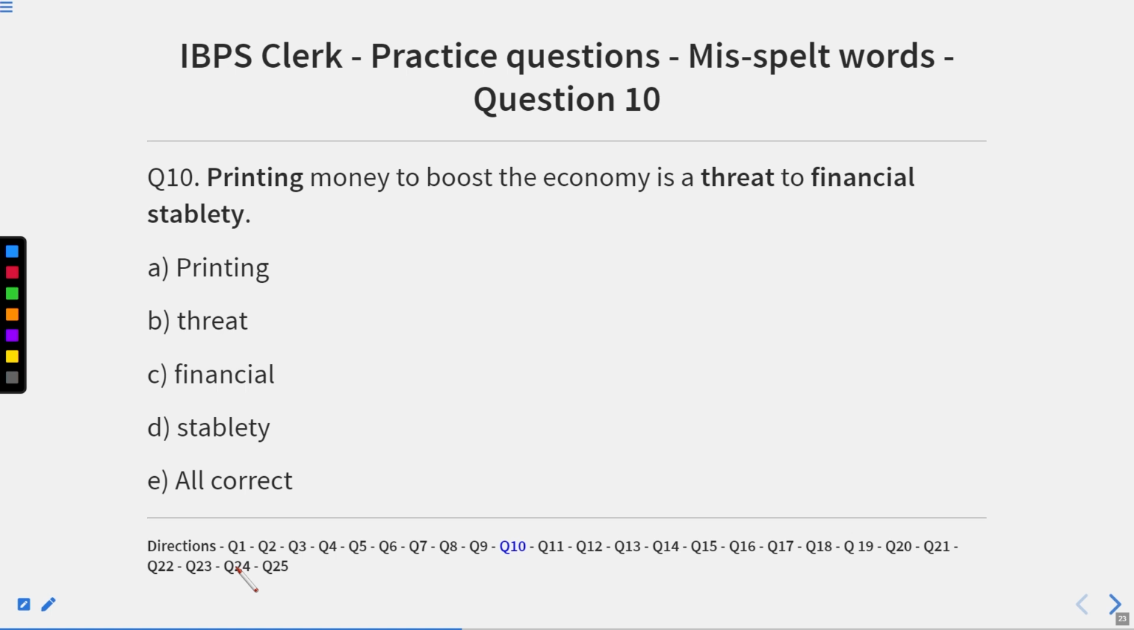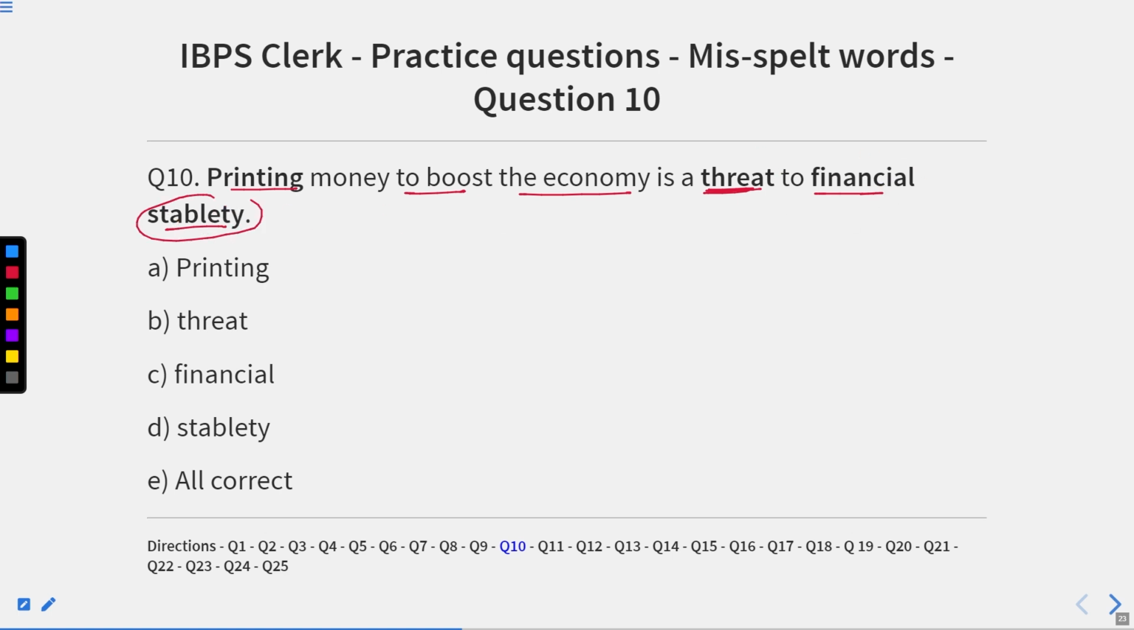Here we have another question, number 10. Printing money to boost the economy is a threat to financial stability. Now I will look at this sentence carefully. Here it is written printing money. Now printing is a gerund over here. Printing means to print money, or you can say currency notes. To print currency notes to boost the economy, or to raise the economy, is a threat to financial stability. The threat means a matter of fear to financial stability.